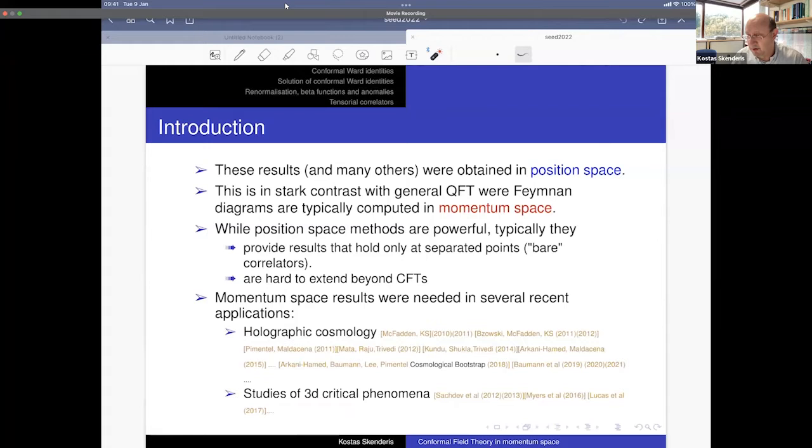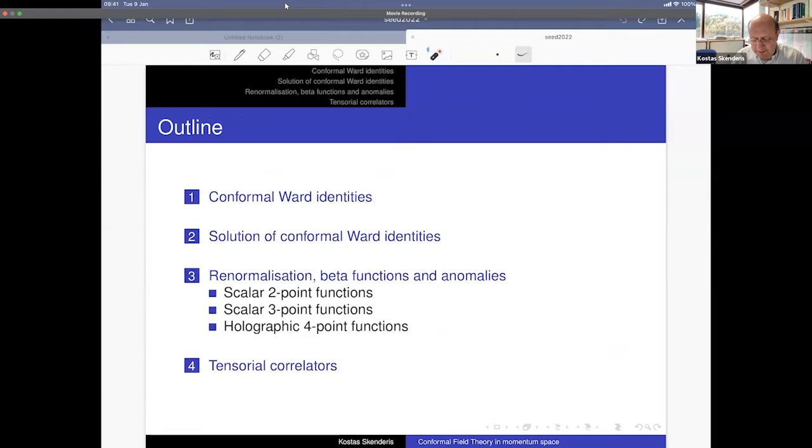So what I will do today is start by describing what the constraints due to conformal invariance are. These are encoded in the so-called conformal Ward identities. Then I will describe the solution of these Ward identities. And then we're going to move on to discuss more subtle issues which are related to renormalization, the existence of so-called beta functions and anomalies, and we're going to do this correlator by correlator.